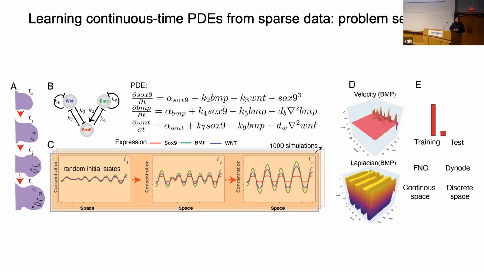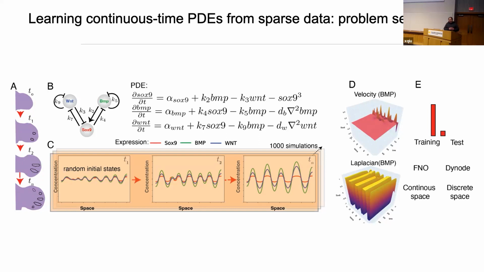So here we generated a series of training data to benchmark this method. We started with many random initialization states, and then we followed this PDE to generate an animation, basically for these three genes over time and over space. We generated in total 1,000 simulations, and you can see on panel D, if you plot the velocity and the Laplacian, basically the last term, there is a very intriguing pattern for the BNP.